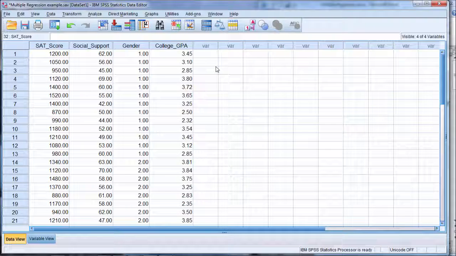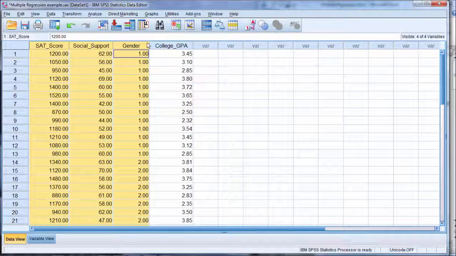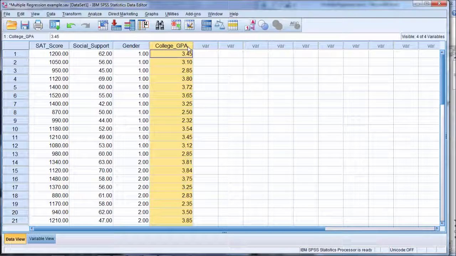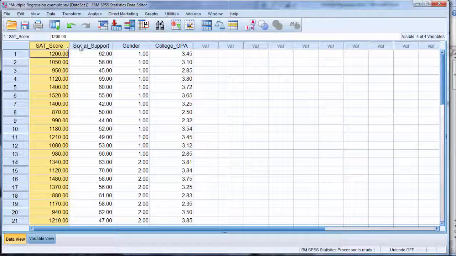In this video, we'll take a look at how to run a multiple regression in SPSS. On your screen as an example, we have four variables: SAT score, social support, gender, and college GPA. In this example, we're using the first three variables, SAT score, social support, and gender, to predict first-year college GPA. And here SAT score was taken in high school.